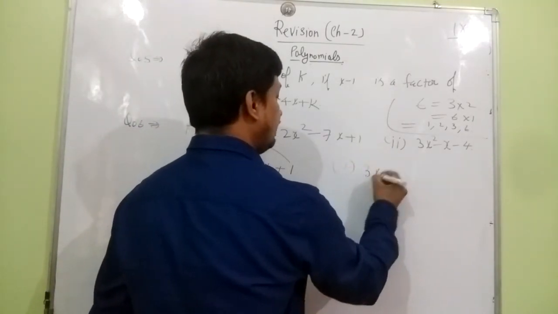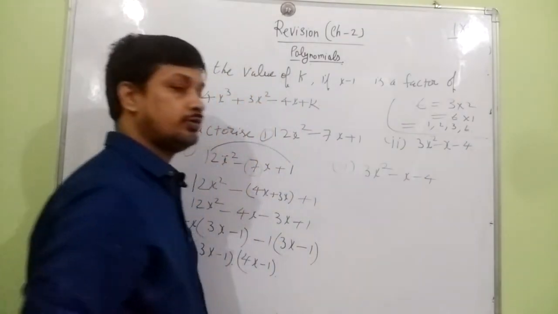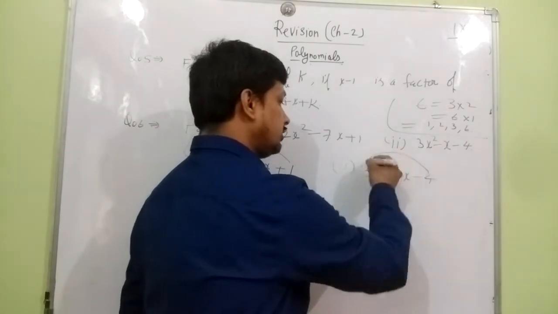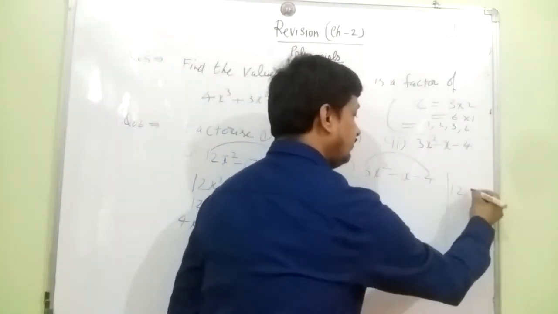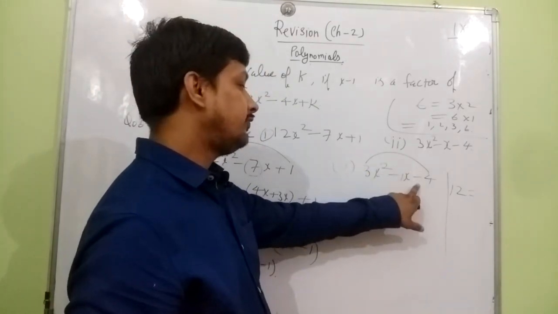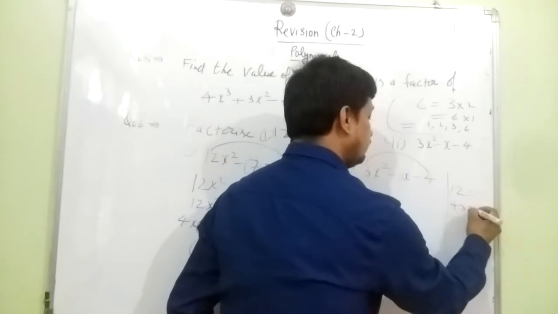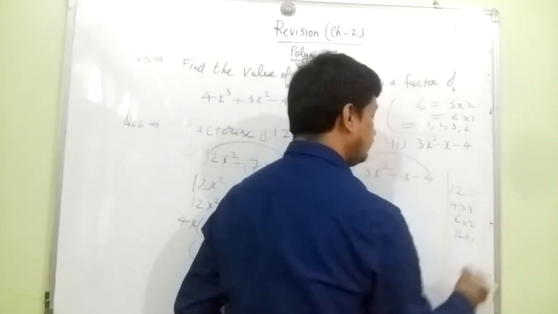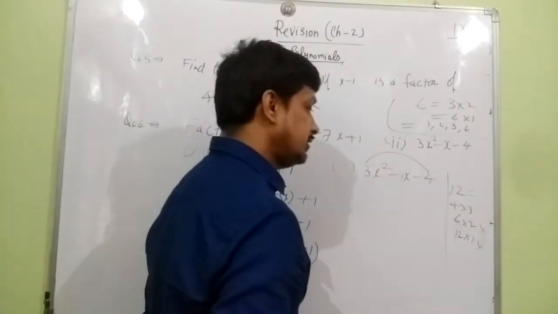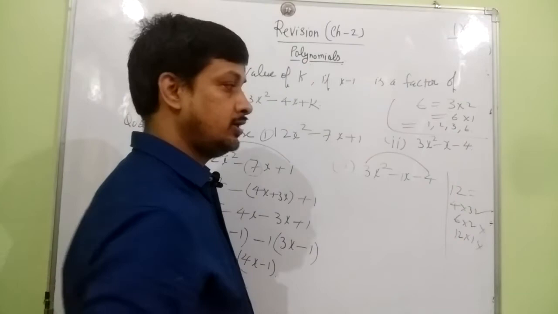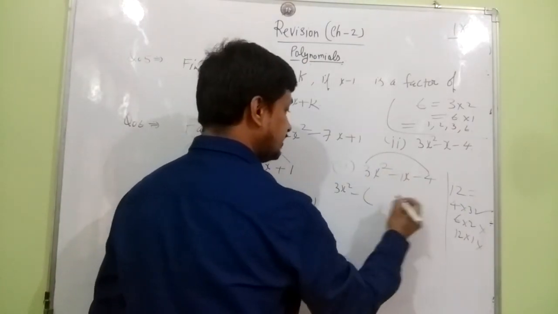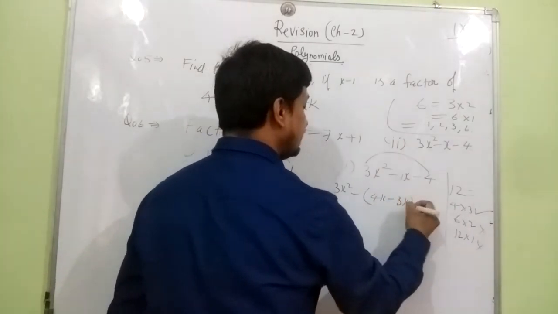Now similarly for the second one, we have 3x square minus x minus 4. This time again do the same process. 4 times 3 is 12. We need the factors of 12 which give the difference, because the negative sign is here, which give the difference as 1. So 4 times 3 is 12, 6 times 2 is 12, and 12 times 1 is 12. Which of the factors give the difference 1? Not this, not this, but this one is giving the difference 1. 4 minus 3 is 1. So we can write this 1x as 4x minus 3x.